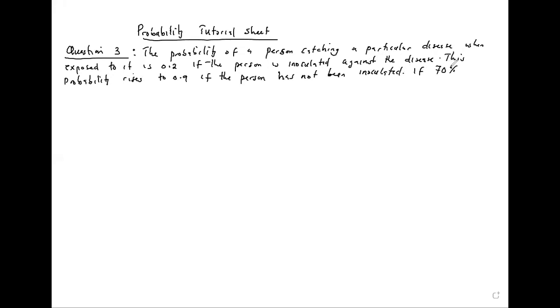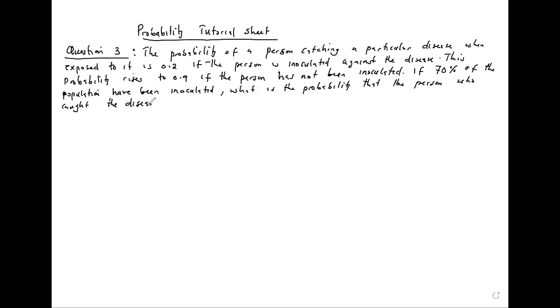So if 70% of the population has been inoculated, what is the probability that the person who caught the disease when exposed had been inoculated? It's a very simple tree diagram question.